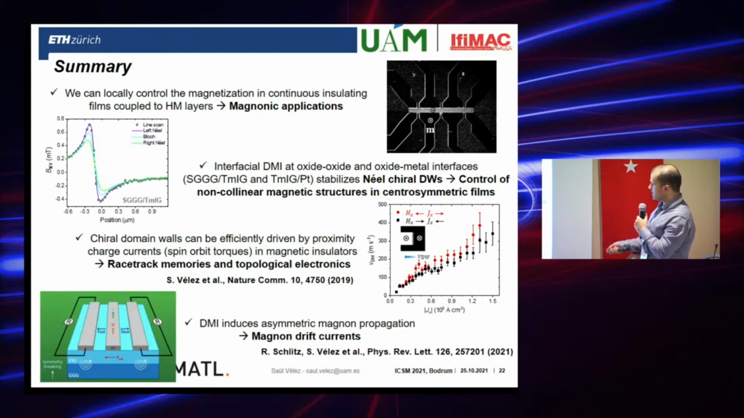And also because of the DMI that we induce in this type of materials, we can make magnon devices in which we can control the magnon propagation depending on whether we have right or left detectors. And this is a way to induce drift currents similar to what you could have in electronic systems with electric fields.